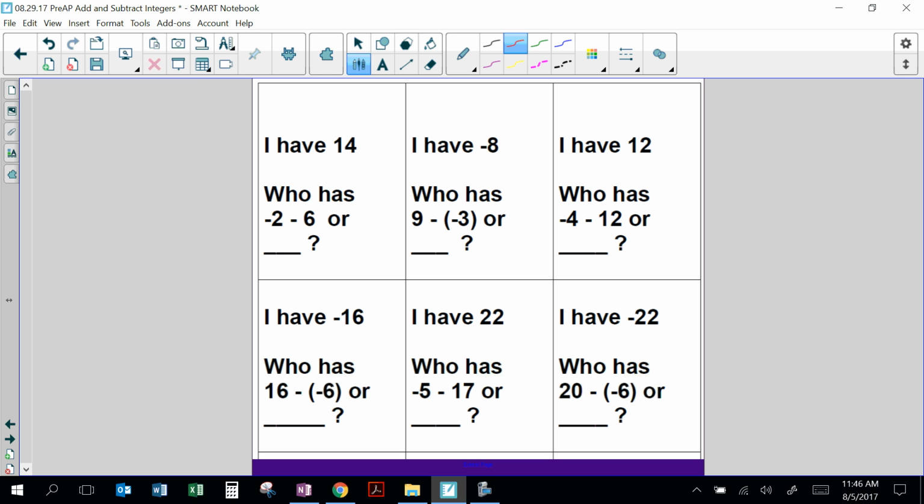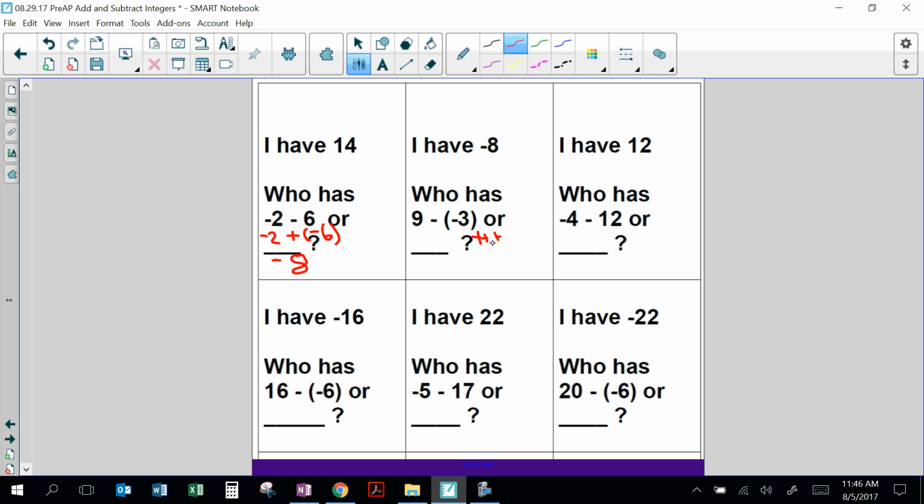The next activity you're going to do is I have, who has. For example, if you get negative 2 minus 6, you can use add the opposite. Keep this. Add this. What's the opposite of 6? Negative 6. That would be negative 8. And then I have 14. Who has negative 2 minus 6 or negative 8? Then someone will say, I have negative 8. And then the person will solve theirs.